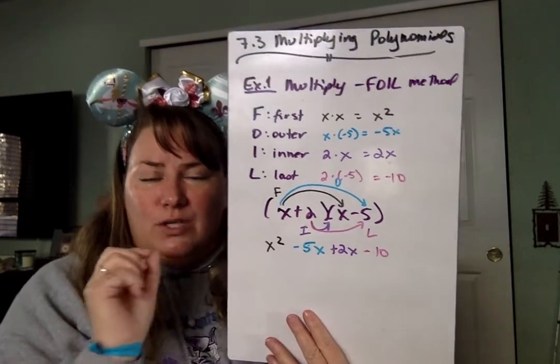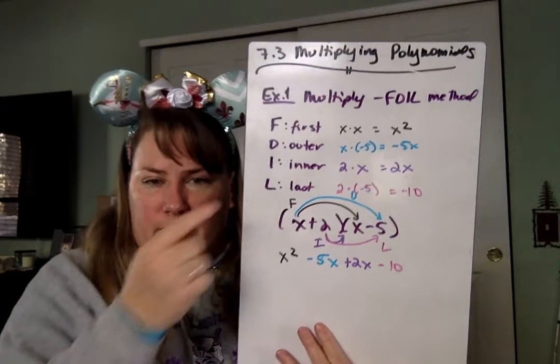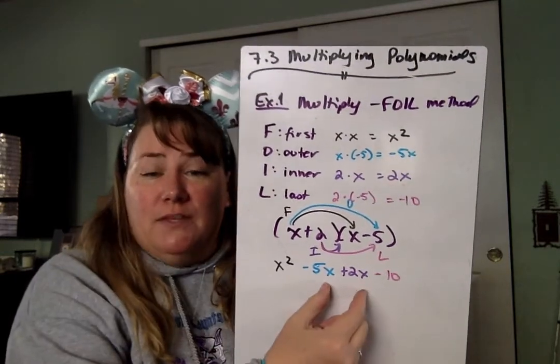Next thing you have to do, you have to combine what I say is your OI, your outer, your inner. These are your like terms. So you're going to combine those.